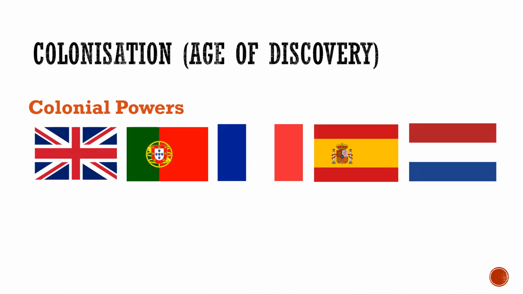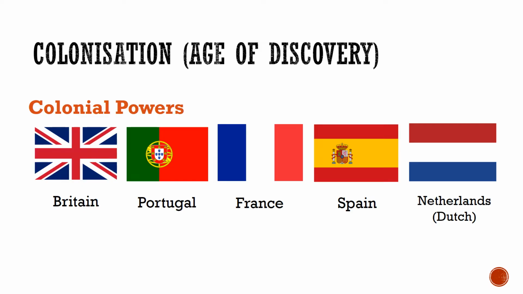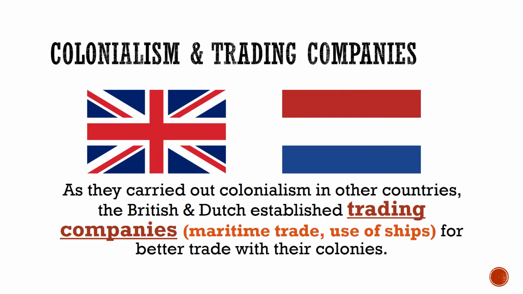These were the different colonial powers that we went through. The first one was the British, the second one is Portuguese, the third one is France, fourth is Spain, and the last one is the Dutch or Netherlands. As we talked about in the first two slides, we are only going to focus on the Dutch and the British today. On this slide, there's a British and Dutch flag here.